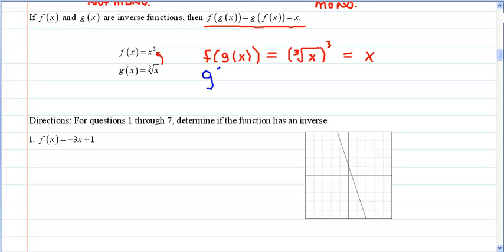The second part of the definition that I have to show is that g of f of x is also equal to x. So I take my function g, which is the cube root of x, and now I take f and substitute it in for x in g. So when I substitute x cubed under the cube root, the cube and cube root cancel each other, and again I'm left with x. So this is how you verify that two functions are inverses of each other.